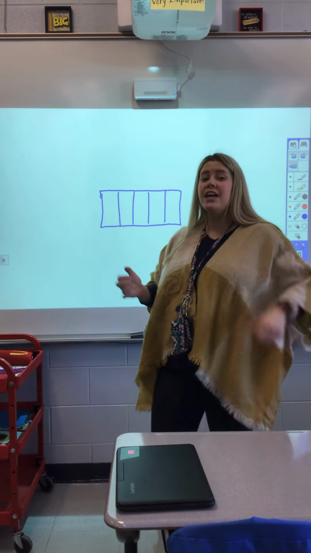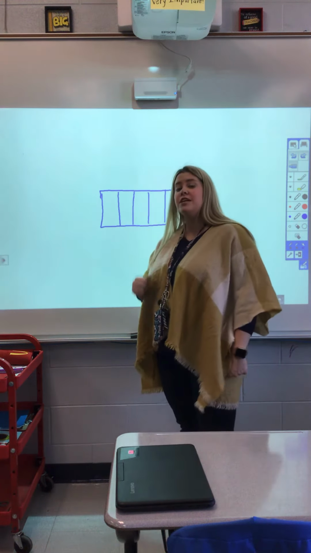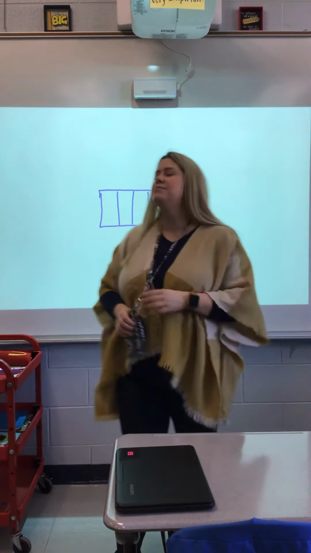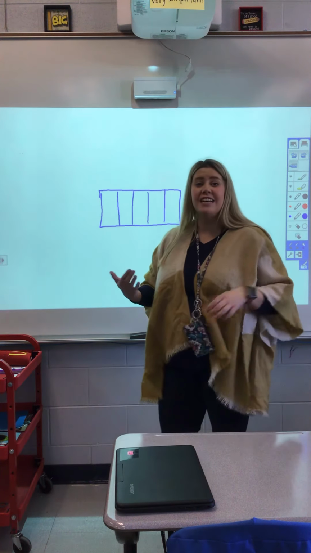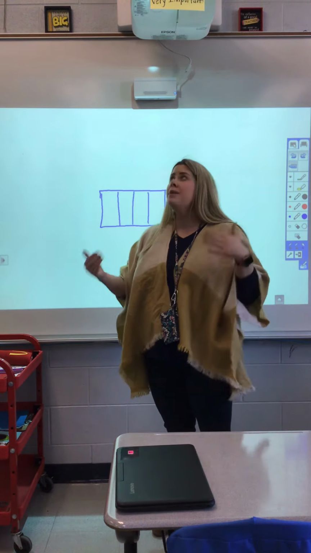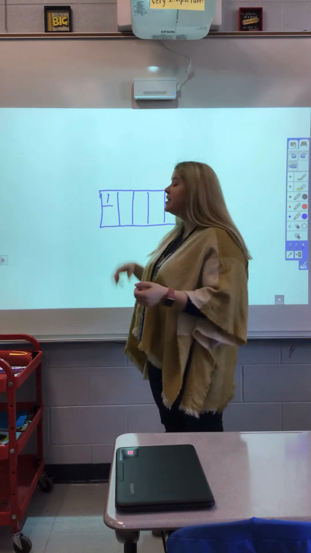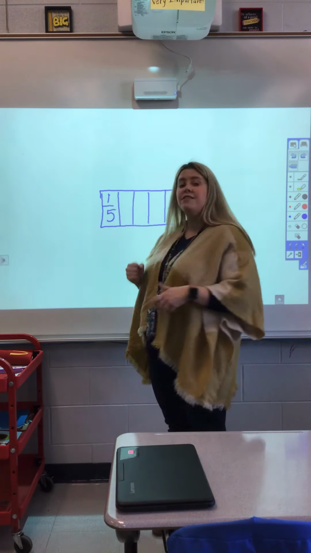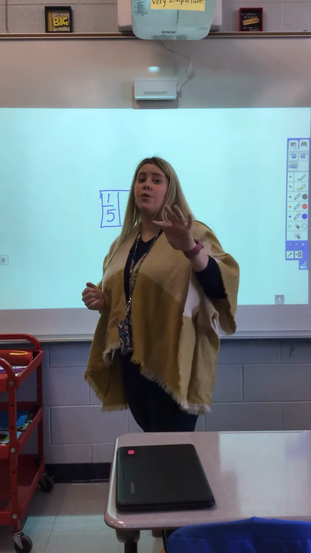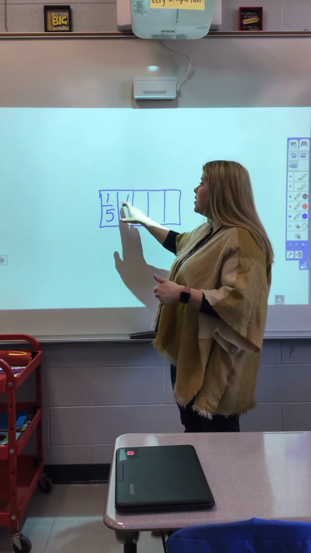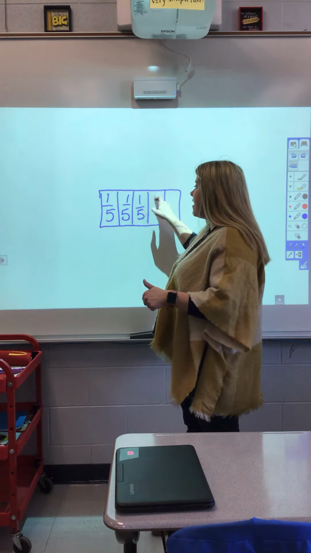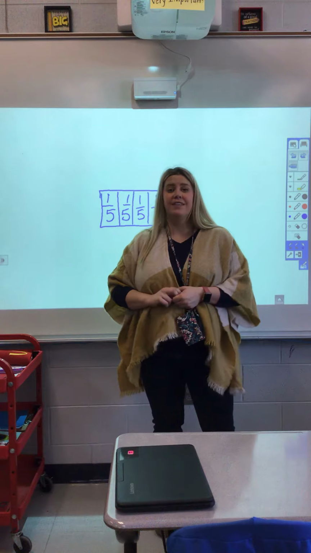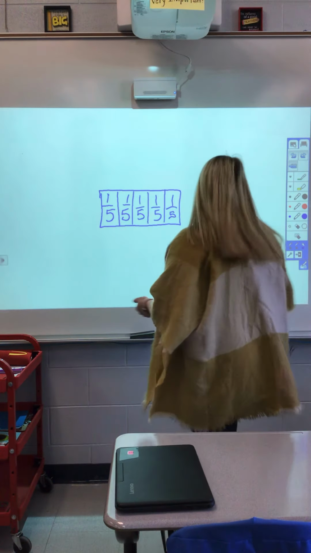Great. Now, can you label each one of those parts with its unit fraction? Go ahead and pause the video, label them, and then come back. All right, so let's talk about our unit fraction. We know my numerator is always going to be 1 because I'm only talking about one part. What's my denominator? 5 because there's 5 parts total. So the unit fraction for each one of these is 1/5. Good. Did you label each one of those as 1/5? Awesome. Let's try another.